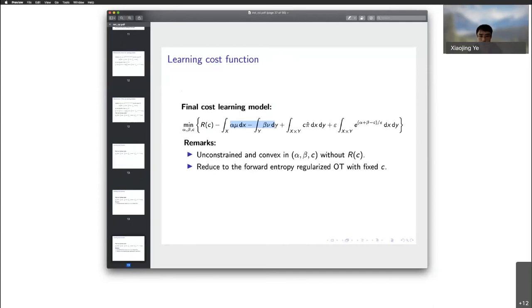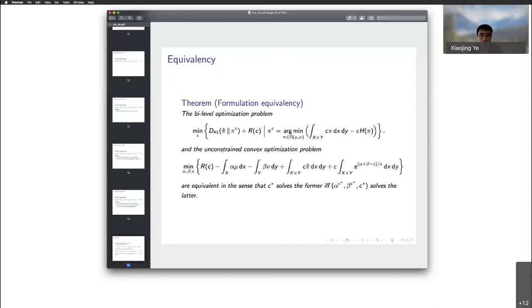And this is also how we're going to develop a fast algorithm afterwards. Okay, so to summarize what we just got, originally we modeled an inverse OT problem, or learning the cost function, by doing this bilevel optimization. The objective function is the KL plus the regularization. The constraint is this minimization problem, solving the entropy regularized OT. And then we show that this one is actually equivalent to an unconstrained convex optimization problem, as we showed here.